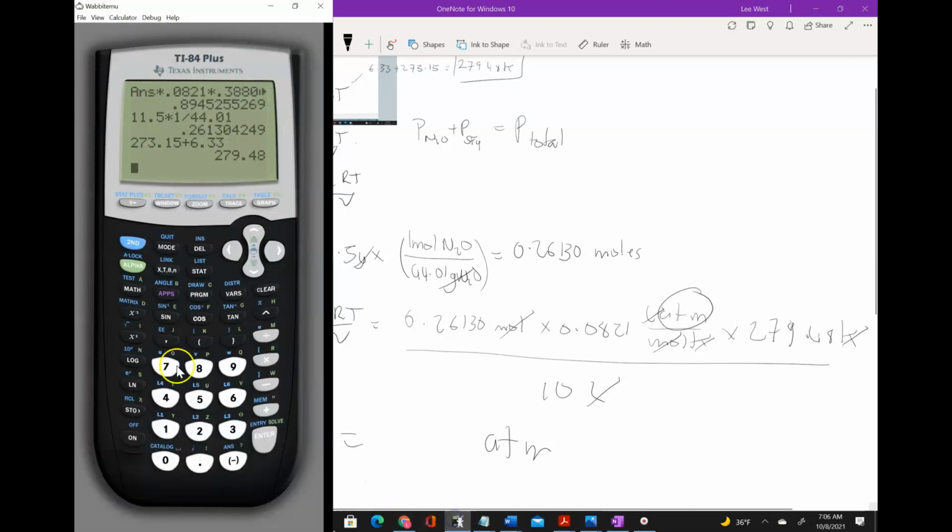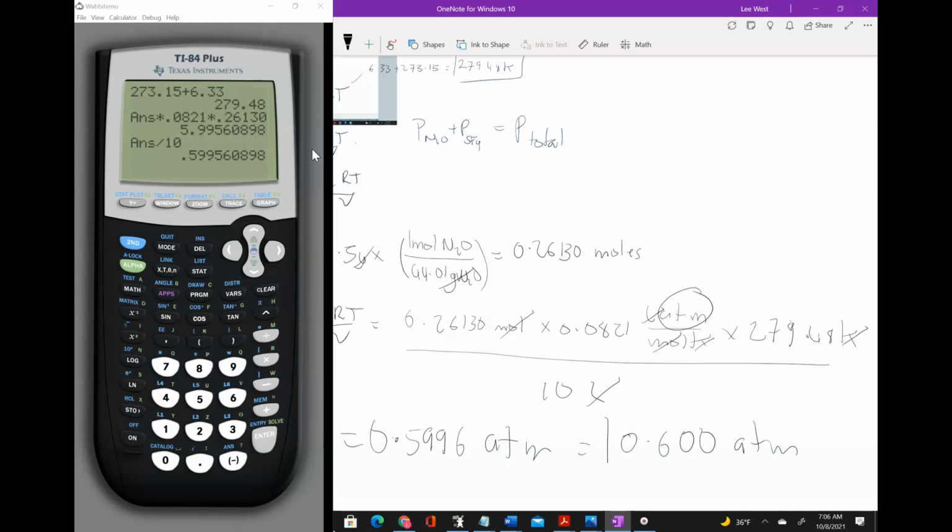So now I can put all of that into my calculator. I'm going to use that answer from before, times the temperature by the ideal gas constant times the number of moles of the gas. Enter, divide that by 10, enter, and I got, oh, see, it was almost exactly 0.6, right? 0.5996. So if I put that to 3 sig figs, it's going to be just 0.600 ATM, and that's the answer that I'm going to put in. All right, there we go.